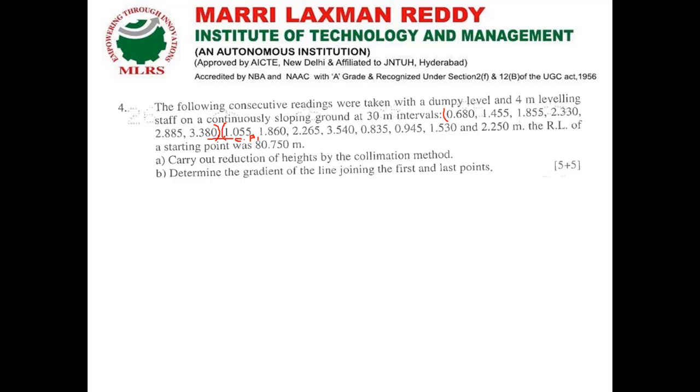Then we can continue. So 1.055, 1.860, 2.265, 3.540, 0.835. So here they have done another change point, CP2. And next 0.945, 1.530, and the last reading 2.250.